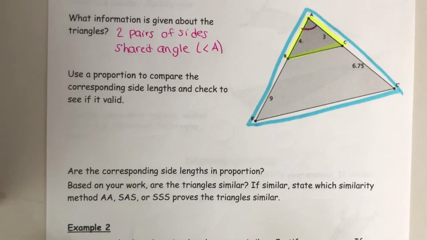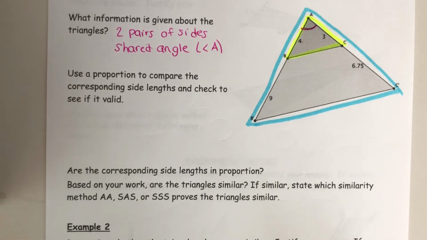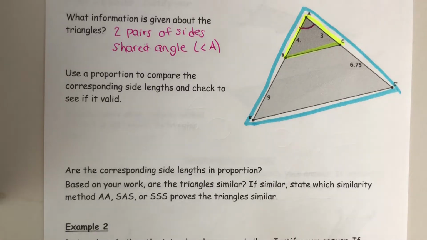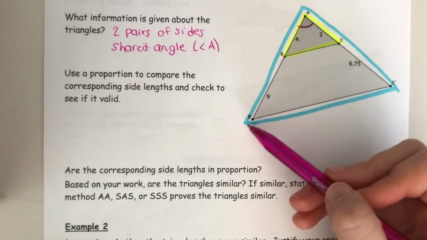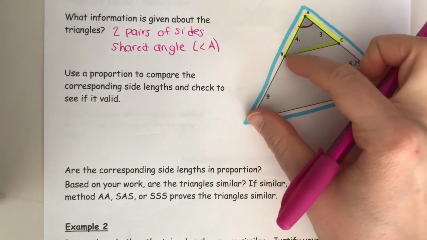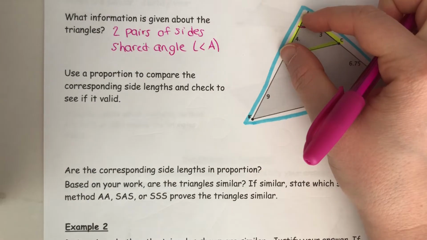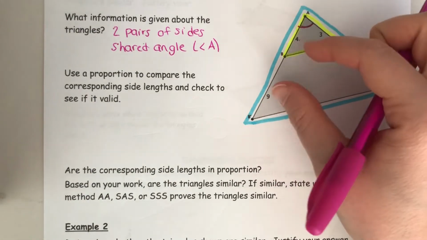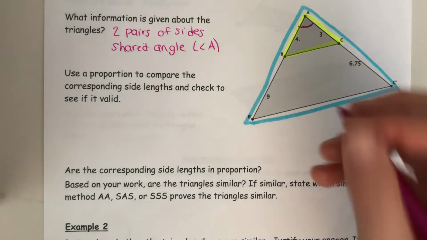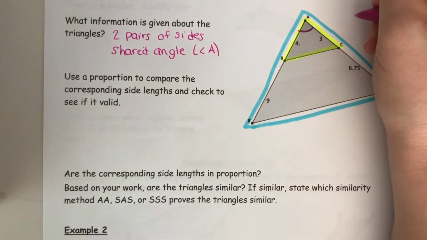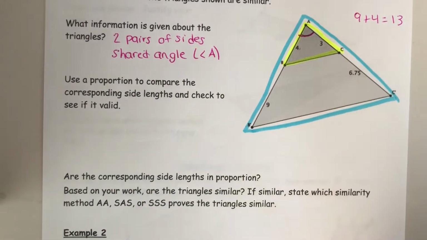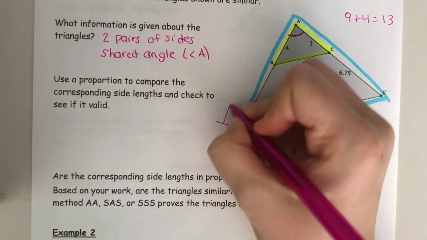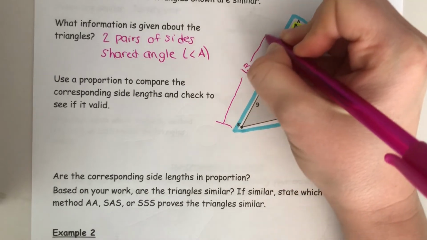Okay, so now we want to use a proportion to compare the corresponding side lengths and to check to see if they're valid. So before we did baby to mama. So here we have my baby side length, but we don't know my mama side length. But we know this is 9 here, and this is 4. So to find this big side length, we're just going to do 9 plus 4 and add it together. So if we do 9 plus 4, we get 13. So now we know this whole side length here is going to be 13. So that's my mama side.